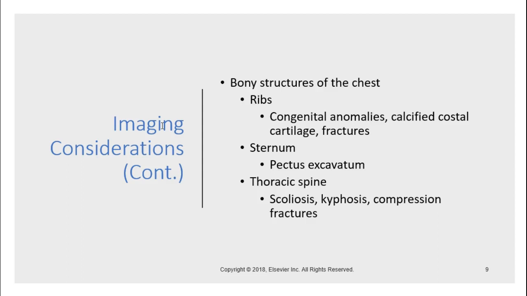So bony structures of the chest, the ribs, so there can be abnormalities of the ribs, and you can get calcifications of your cartilage, your costal cartilage, and there can be fractures. So one pathology of the sternum is the pectus excavatum, it's hard to say fast, where it's depressed in. So on your thoracic spine, you can have scoliosis, which is curvature, kyphosis, which is hunchback, and compression fractures.